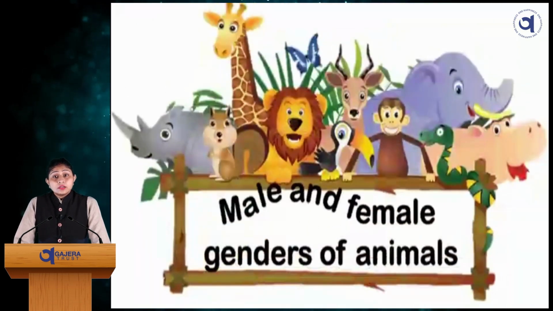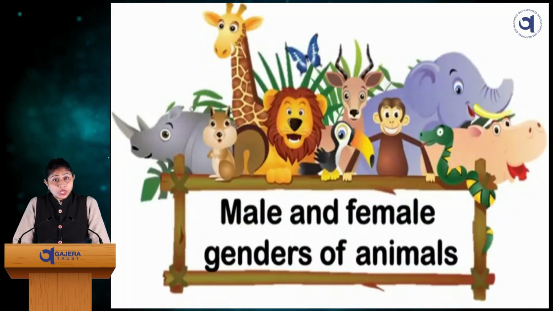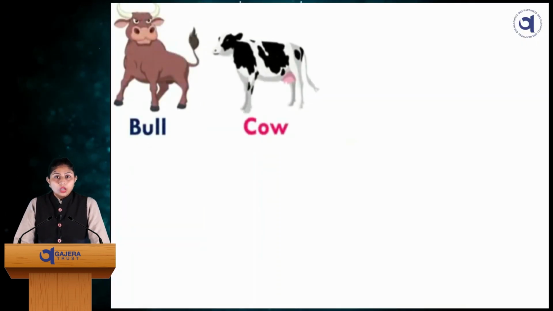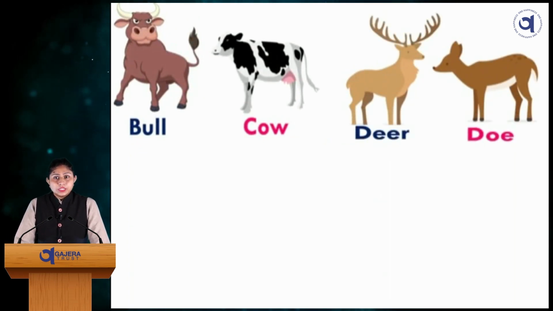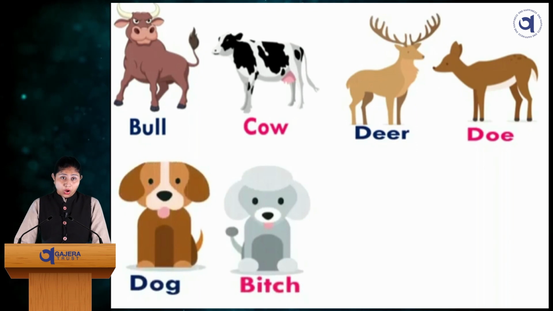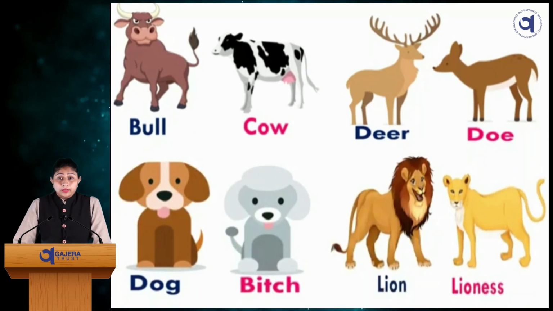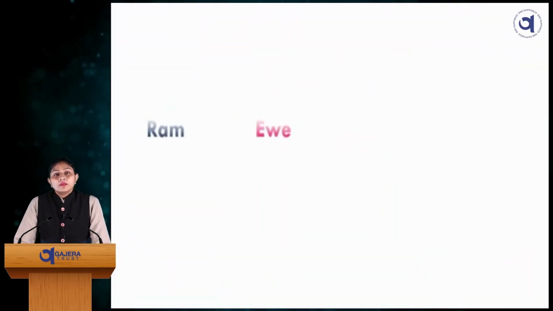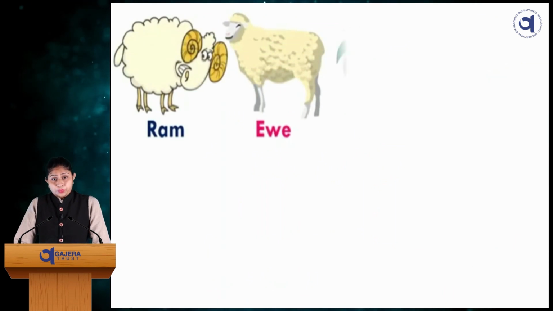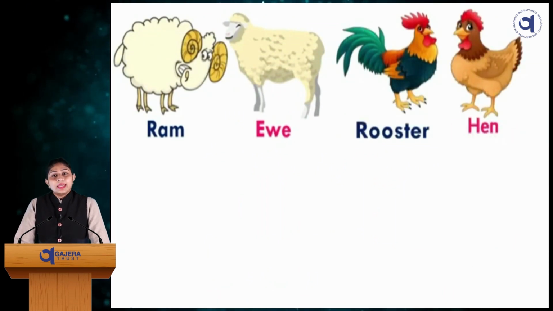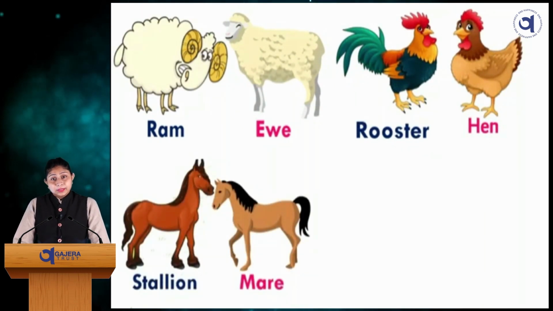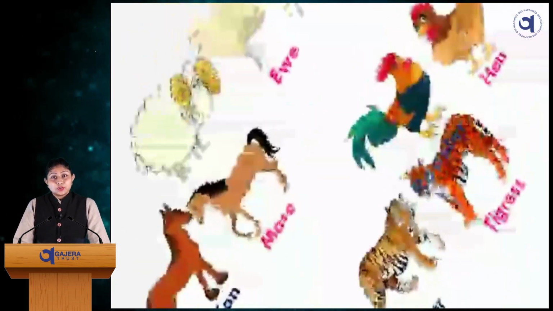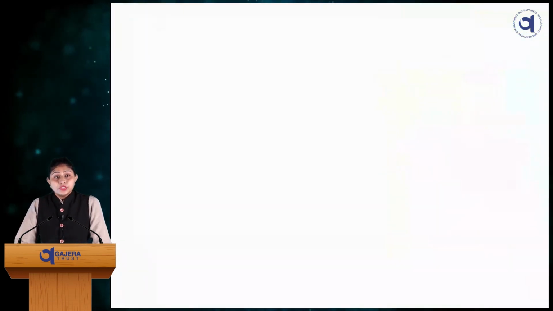Now, animals also have a gender, right? So let's take a look at the male and female of animal gender. Bull and cow, deer and doe, dog and bitch, lion and lioness. Some more examples of animals: ram and ewe, rooster and hen, stallion and mare, then tiger and tigress. So all these are the animal genders.